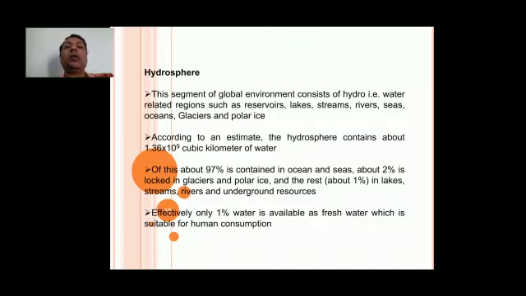So we can say how much water is available for our utilization, because 97% is contained in the ocean and seas. About 2% is locked in glaciers and polar ice. So again this is not useful for us. And the rest, about 1%, is available in lakes, streams, rivers, and underground resources. But this 1% we cannot completely utilize for our purpose. So only 1% of this 1% is available as fresh water for human consumption.